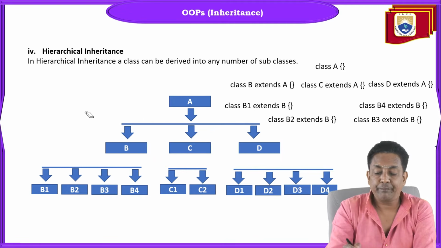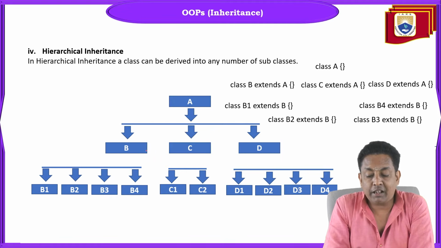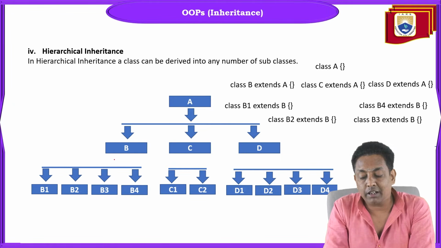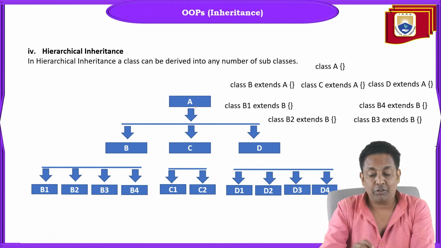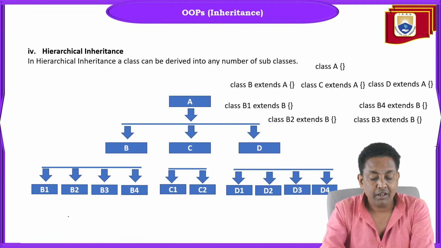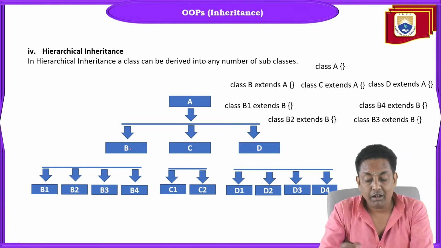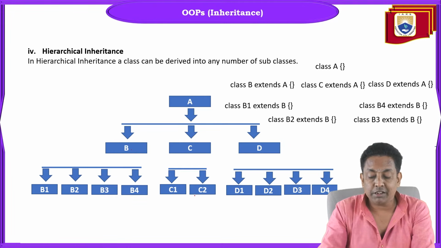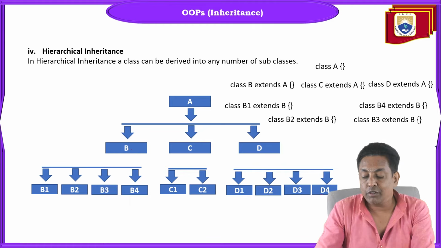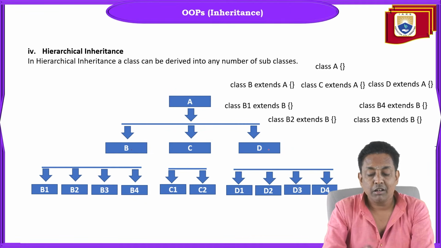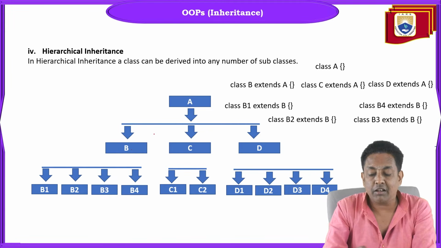Class A, class B, class C, class D. All three will derive from class A. So each class is deriving from only one superclass. B extends A, C extends A, D extends A. Here, B is derived into four subclasses. B1 extends B, B2 extends B, B3 extends B, B4 extends B. And we will see the example. C1, C2 both are derived from C. D1 to D4 are derived from D. B, C, D are derived from A.